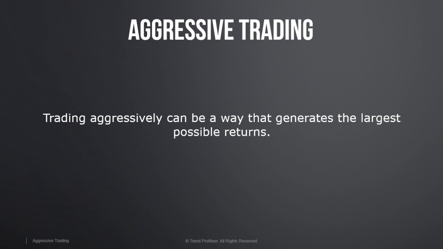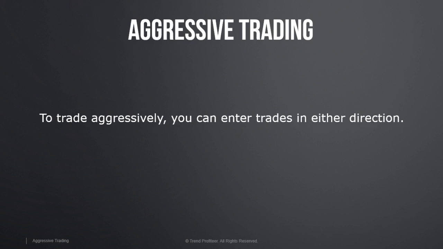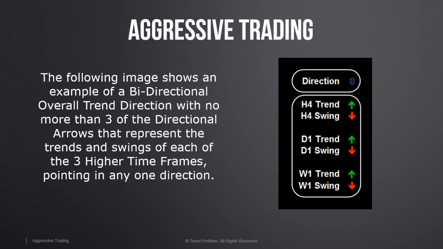Trading aggressively can be a way that generates the largest possible returns, again, because you can get in on the market a little bit earlier than when it's a conservative trade setup. To trade aggressively, you can enter trades in either direction. So let's have a look at an example. The following image shows an example of a bidirectional overall trend direction. Okay, that's the top one here, the blue bidirectional arrow.